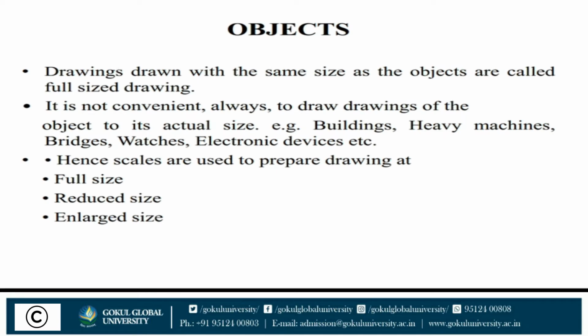Now, objects drawn with the same size as the object are called full size drawings. It is not always convenient to draw the drawing of an object to its actual size. Examples: building, heavy machine, bridge, watches, electronic devices, etc. And the scales used to prepare drawings are: first, full size; second, reduced size; and third, enlarged size.